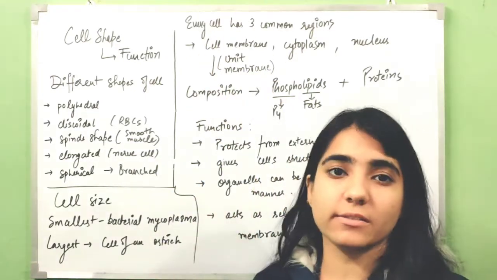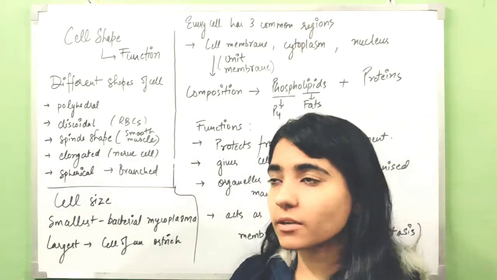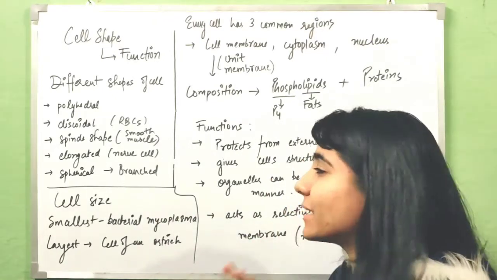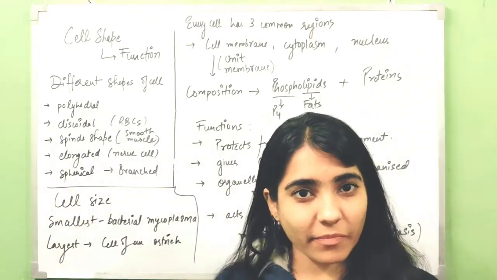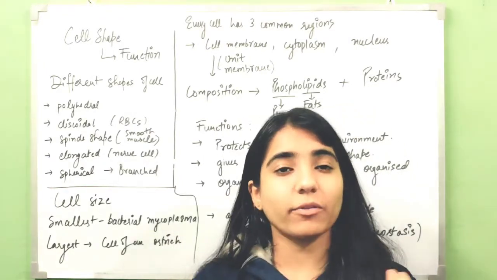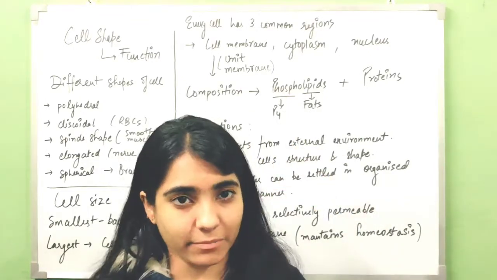All of the organelles which we have listed earlier, and which we will discuss in the further classes, can be settled in an organized manner. They are located at a particular location. They're all well settled, and this is mainly because of the cell membrane.